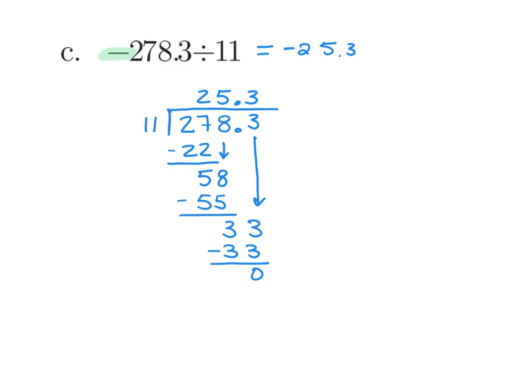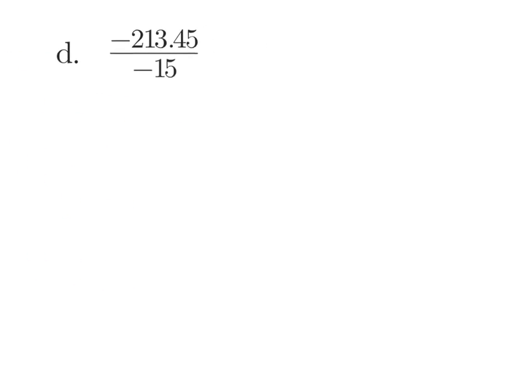And that's example C. All right, last one. We have D. We have negative 213.45 divided by negative 15. So my top number is going to go inside.